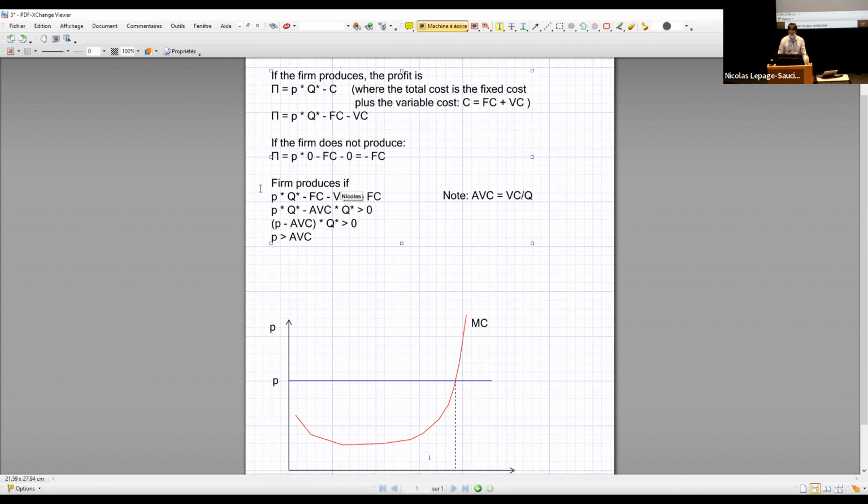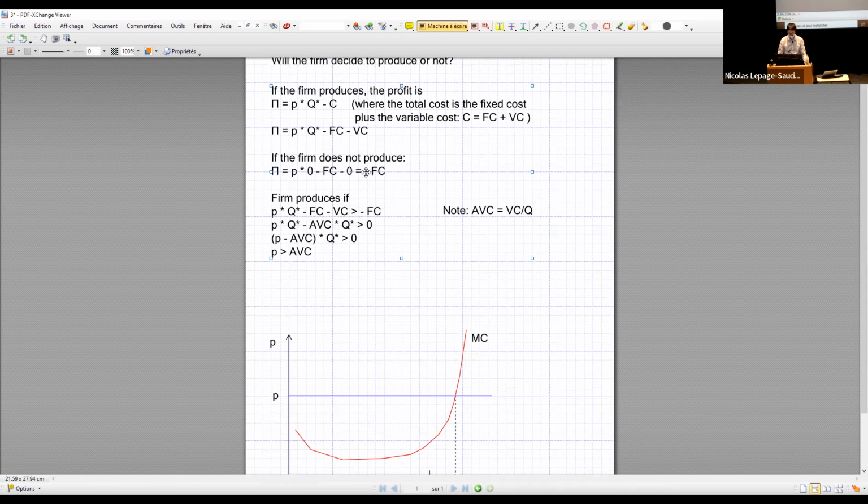So I'm just going to go back to the steps that I used. Here I said what the firm gets if it produces: price times quantity minus fixed cost minus variable cost. If the firm does not produce, it doesn't have any variable cost to pay, but doesn't get any income either, so the only thing it gets is minus fixed cost. The decision to produce or not is whether the profit by producing is higher than the profit by not producing. Here I just substituted average variable cost times Q instead of variable cost, and I find that the firm is going to produce whenever the price is larger than the average variable cost.